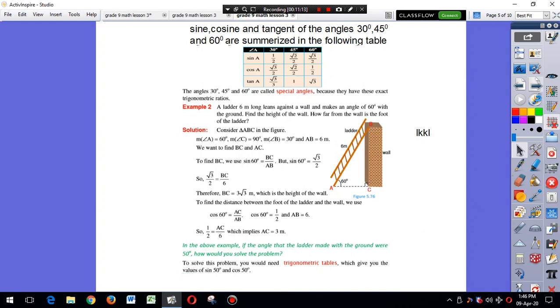To find the distance between the foot of the ladder and the wall, we use cos 60 degrees equals AC over AB. Cos 60 degrees equals 1 over 2 from the above table, and AB is 6, so 1 over 2 equals AC over 6. If you bring 6 to the left hand side of the equation, 6 times 1 over 2 becomes 3. So AC, or the distance between the foot of the ladder and the wall, will be 3 meters.